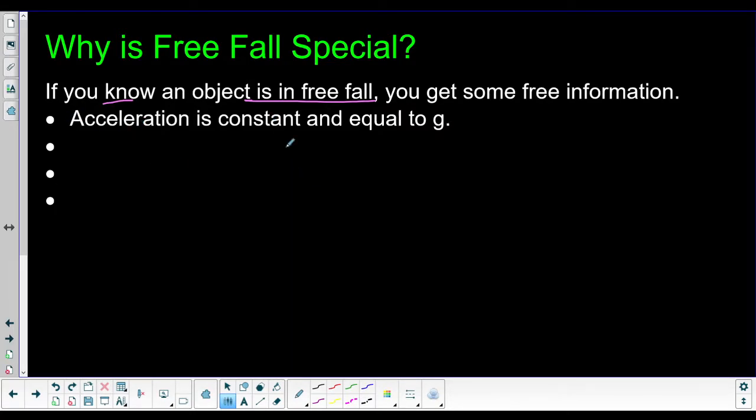The first one that you get for free is that acceleration is constant and equal to g. And we're saying lowercase g. This is a variable in physics. Or rather, sorry, I misspoke. It's not a variable. It's a constant. g is the symbol we're going to use for the acceleration due to gravity.